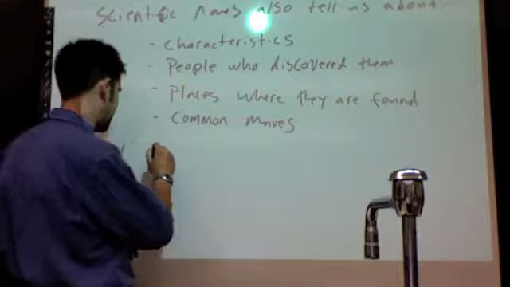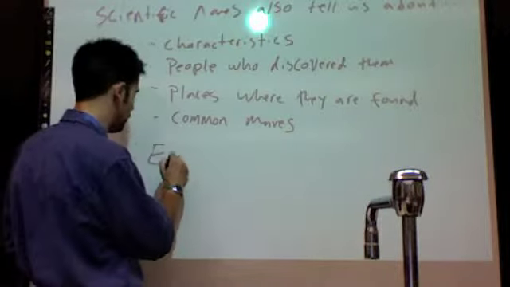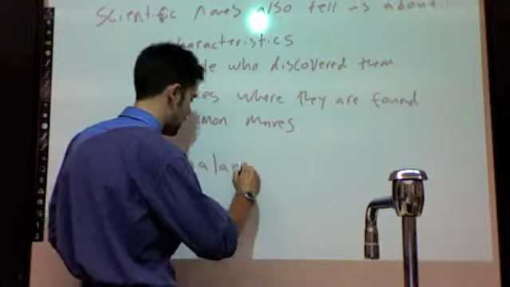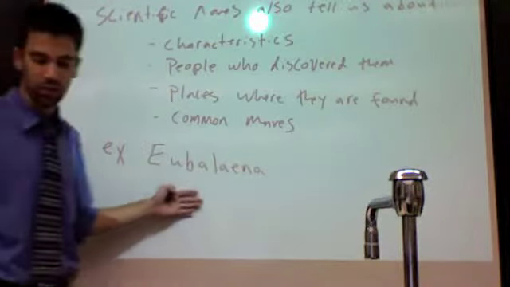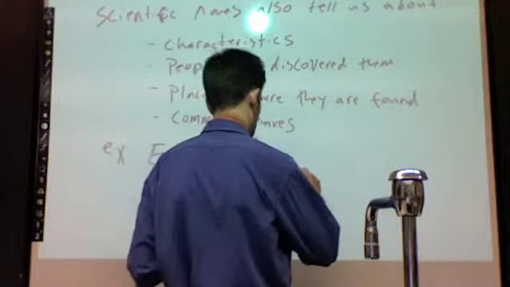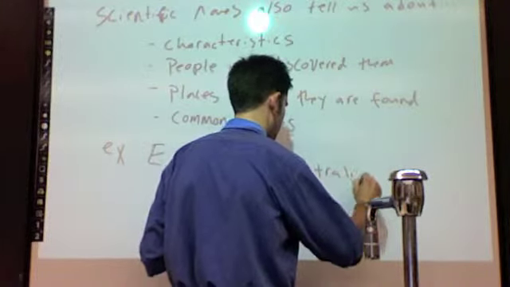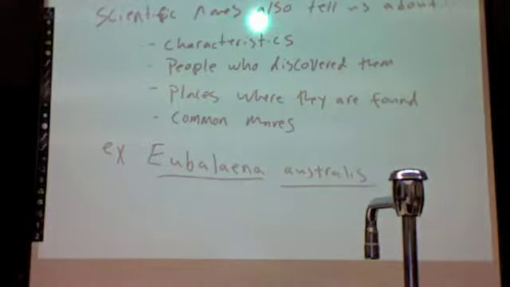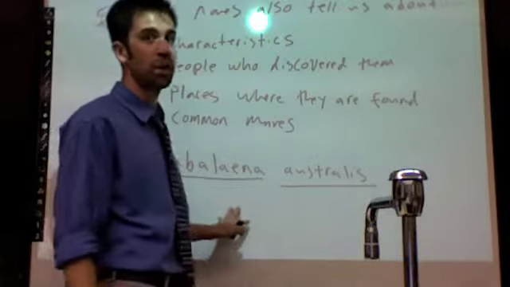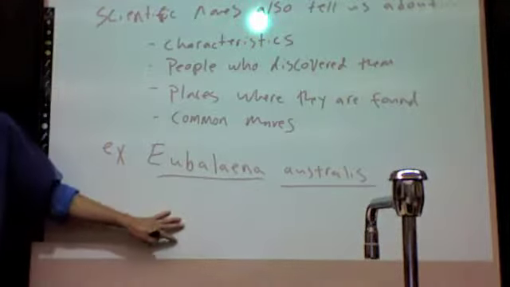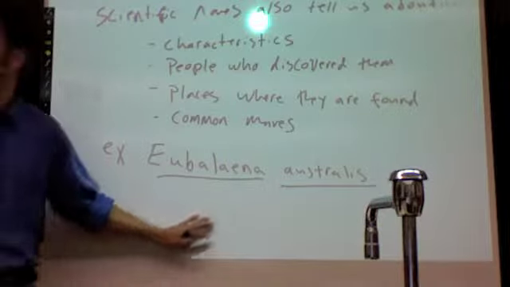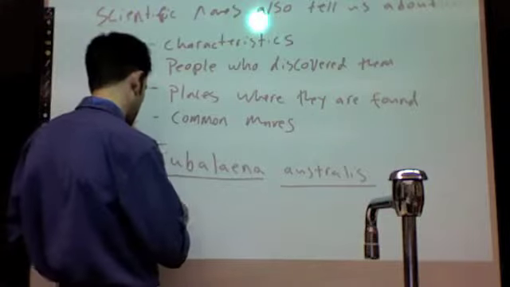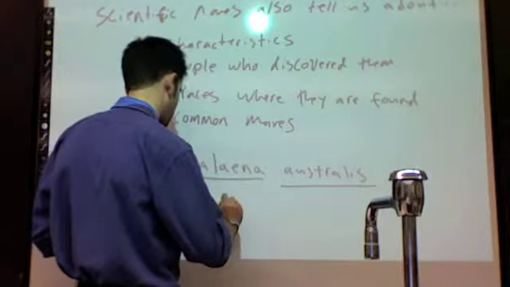Okay? An example of this, right? Eubalaena, E-U-B-A-L-A-E-N-A, which means true baleen. Australis. Okay? Very good. All right, can anyone guess where this particular species of right whale is found? Yes, the southern hemisphere, the southern oceans near Australia. Okay, so this is a common name, southern right whale.